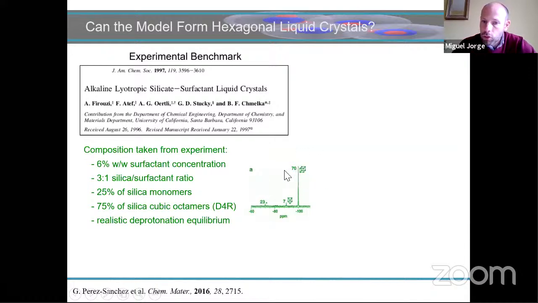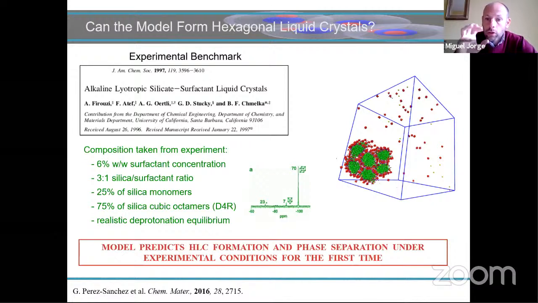It was dominated by these cubic silica octamers. And so what we did was we simulated exactly this system. And this is what we got. Okay? We got the formation of these hexagonal liquid crystal arrangements straight from the bat, from the simulation, just replicating experimental data. Okay? So this matches the hexagonal liquid crystal formation.